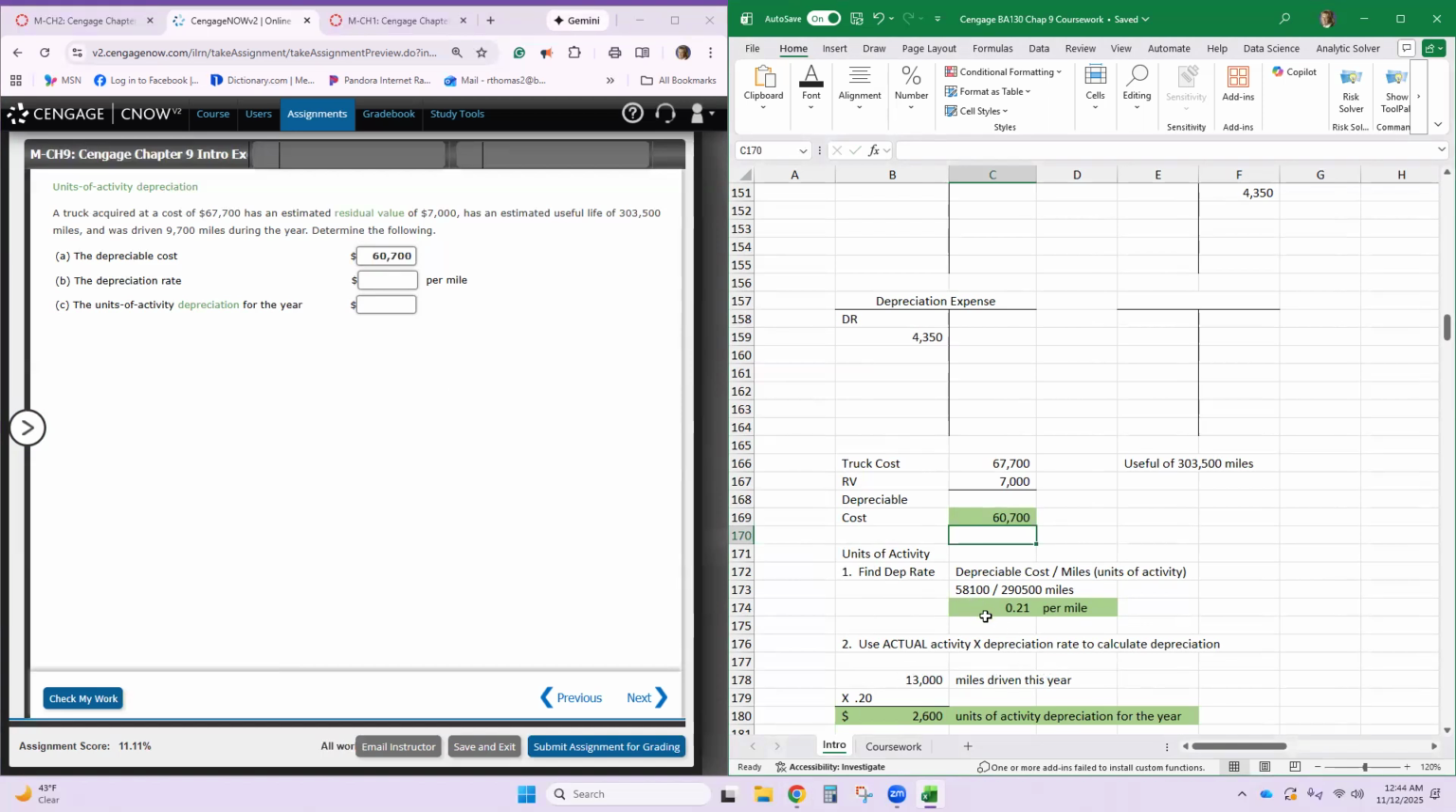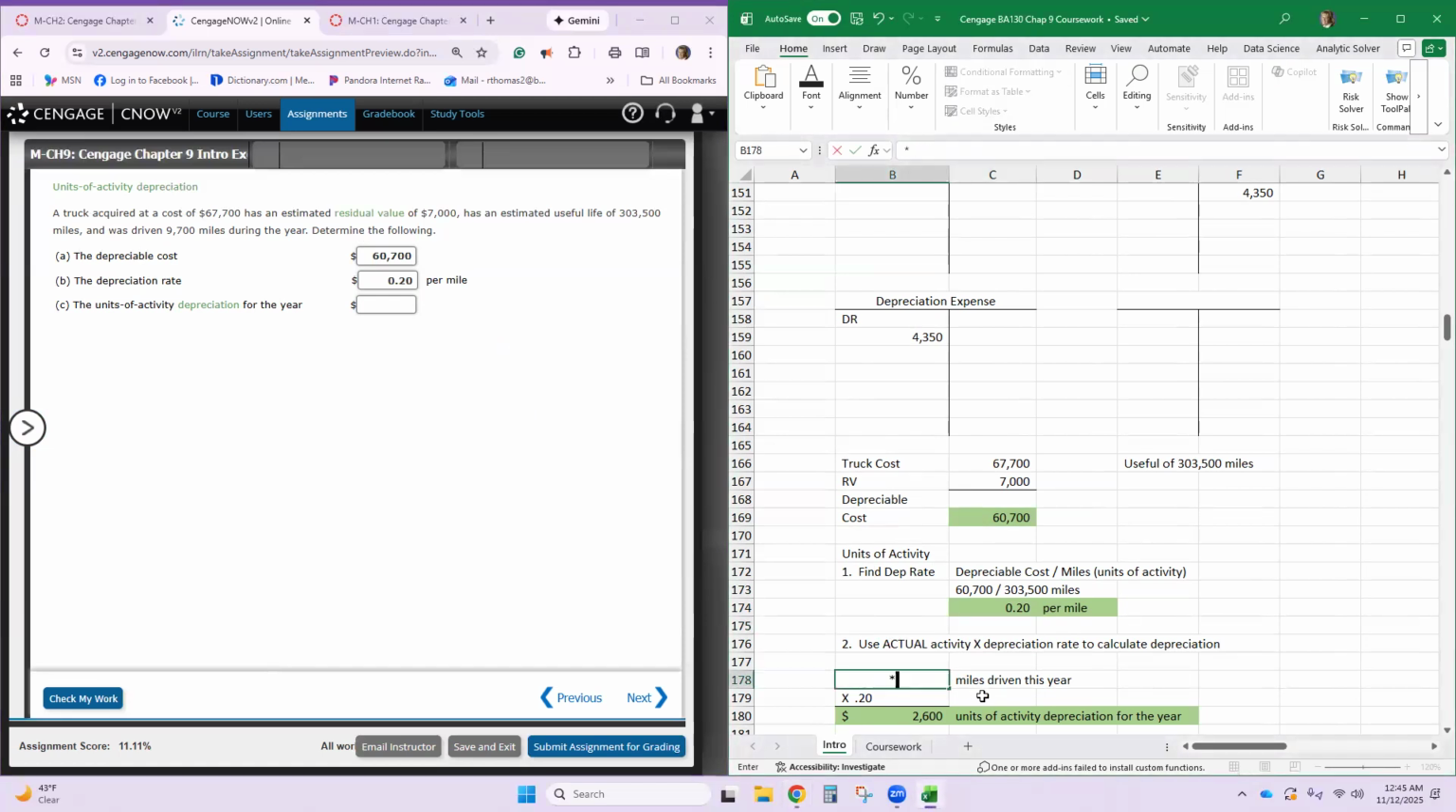Okay, so if we take our depreciable cost divided by the number of miles, that gives the amount per mile. The depreciable rate is 20 cents a mile. Okay. Then we need to know how many actual miles were driven for the first year.